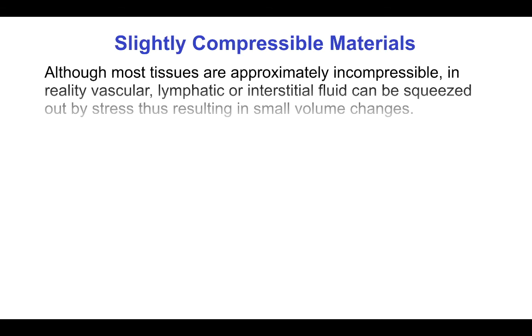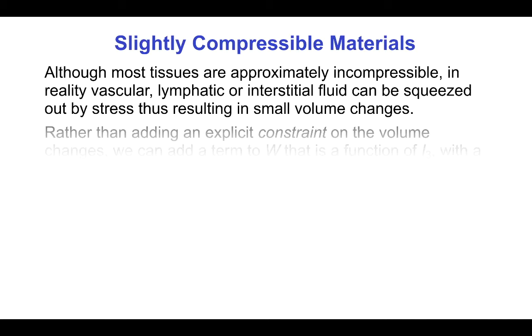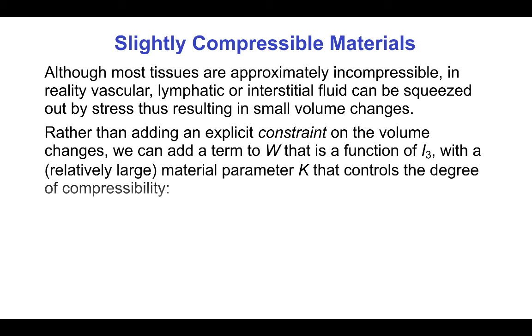Another approach that avoids the need for an additional unknown is called slightly compressible material models. We add a term to the strain energy that represents the volume change with the material parameter K that controls the degree of incompressibility or compressibility. For real soft tissues that are nearly incompressible, K is normally about 2 orders of magnitude larger than the other material constants.